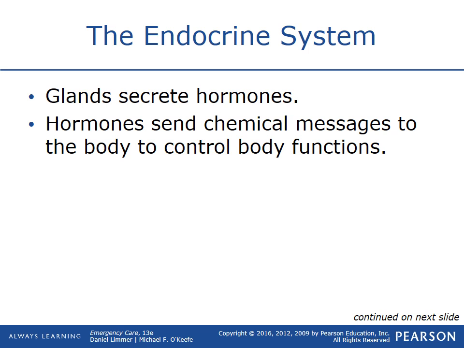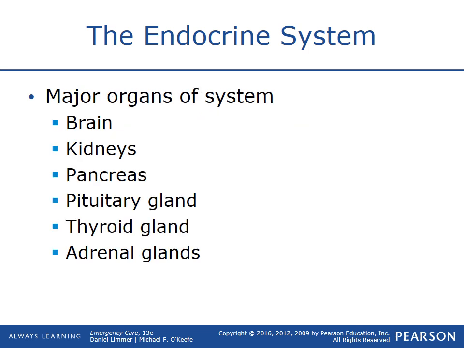The endocrine system, these are glands that secrete hormones, and the hormones send chemical messages to the body to control the body functions. Some major organs in that system include the brain, the kidneys, the pancreas. Once again, the pancreas distributes insulin, creates insulin. You have the pituitary gland or the master gland, the thyroid gland, and then you have adrenal glands that actually make adrenaline.